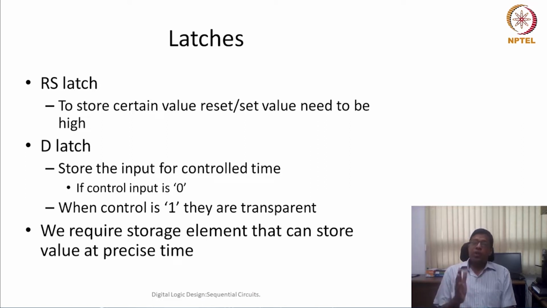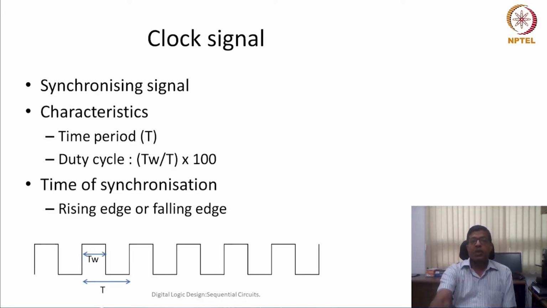So if I want a storage element which can store the value at a precise time, we would require something additional. So what is this precise time? For this, I'll take a small detour and explain one of the very important synchronization signals, called the clock. In most digital circuits, the clock signal is one of the very important signals, because it synchronizes.